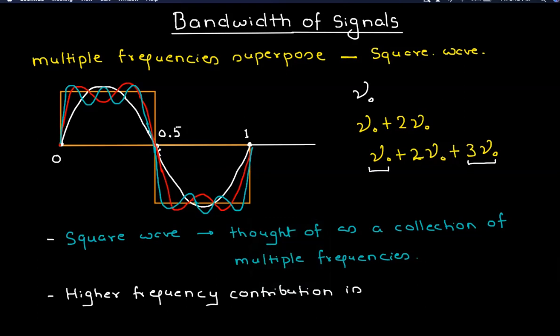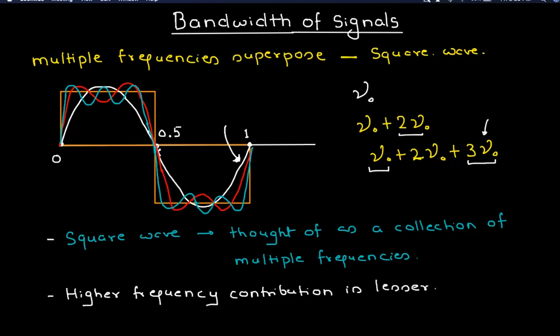The shape. No. The shape is pretty well defined by the white line itself. The 2 mu naught has refined it only. Then 3 mu naught has further refined it. But the shape was defined by the white line itself. Do you all agree? Yes, sir. So contribution of higher frequency is lesser. Higher frequency contribution is lesser.